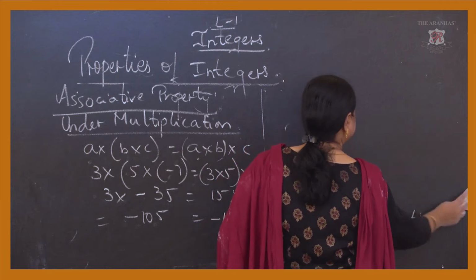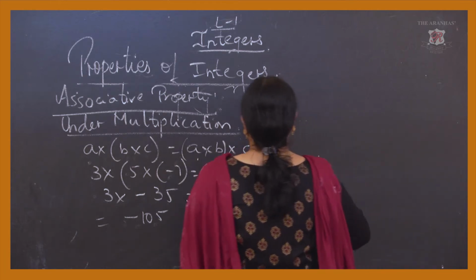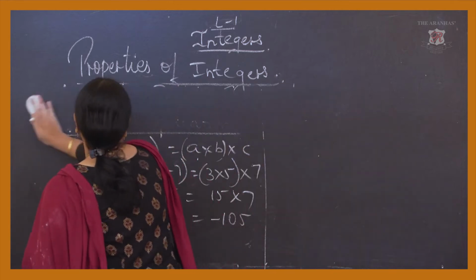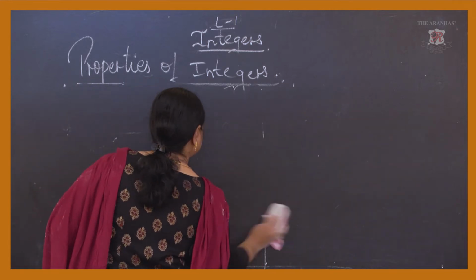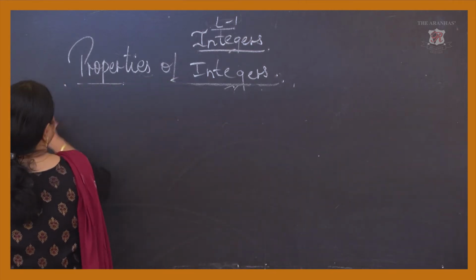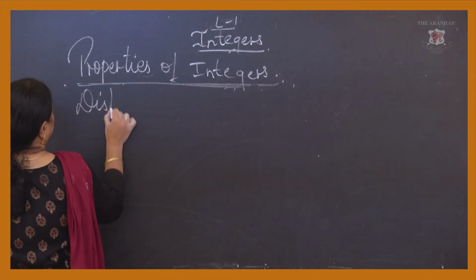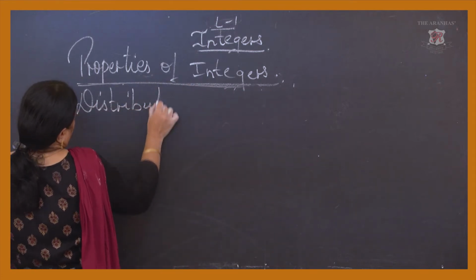Now next is nothing else but your distributive property. Now here I have finished with your associative property. The next under your properties of integers will be your distributive property.